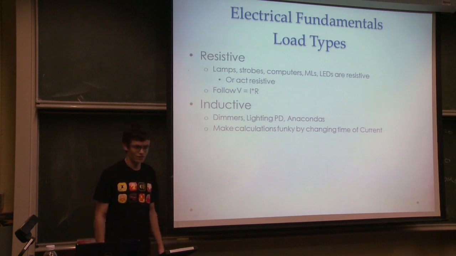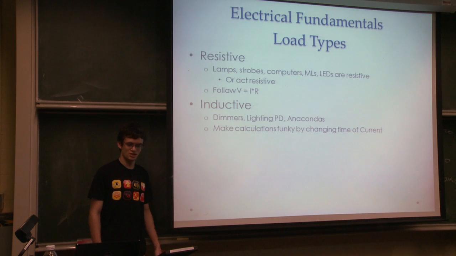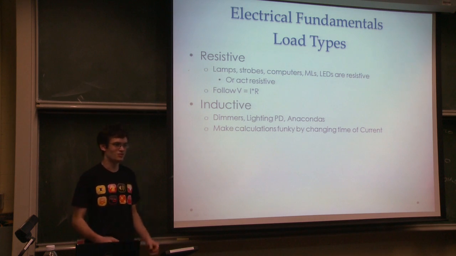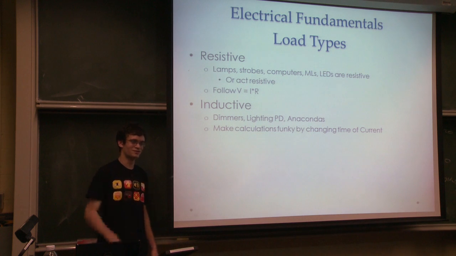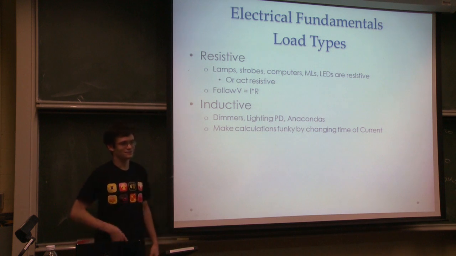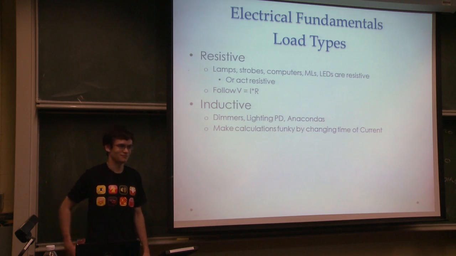The other kind of load are inductive loads. These are really dimmers and anacondas. And somewhat lamps, but not as much. And inductive loads are special because when you have alternating current, which we'll talk about in a couple minutes, they do weird things to the current timing and make the math more difficult. Point out the MLs are not purely resistive loads, they're switch mode power supplies. So they act resistive, they have a power factor of 1, but they do not follow V equals IR. Okay, cool.